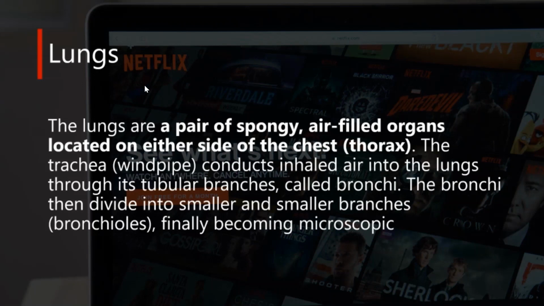Lungs. The lungs are a pair of spongy, air-filled organs located on either side of the chest, thorax. The trachea, windpipe, conducts inhaled air into the lungs through its tubular branches called bronchi. The bronchi then divide into smaller and smaller branches, which are bronchioles, finally becoming microscopic.